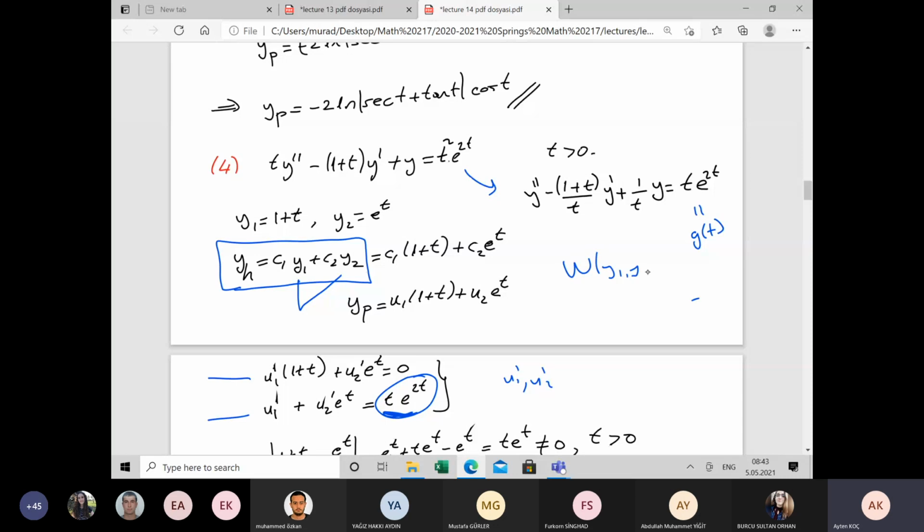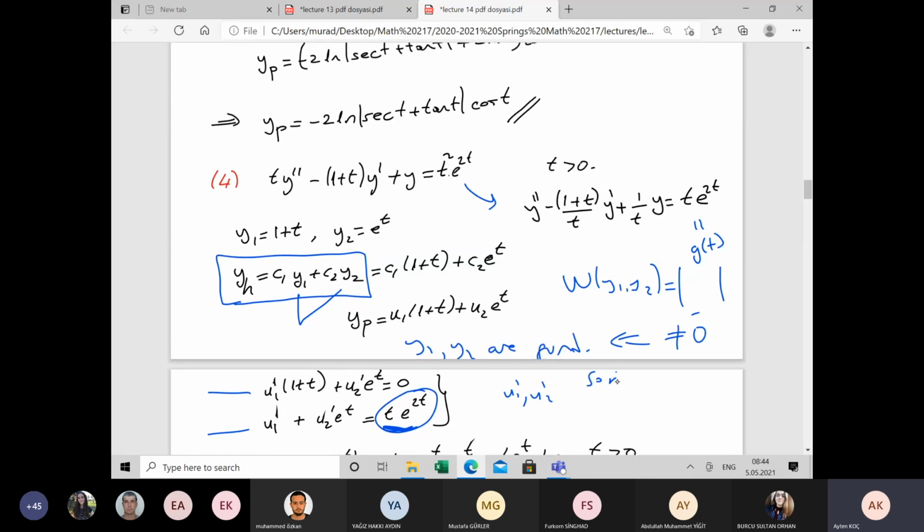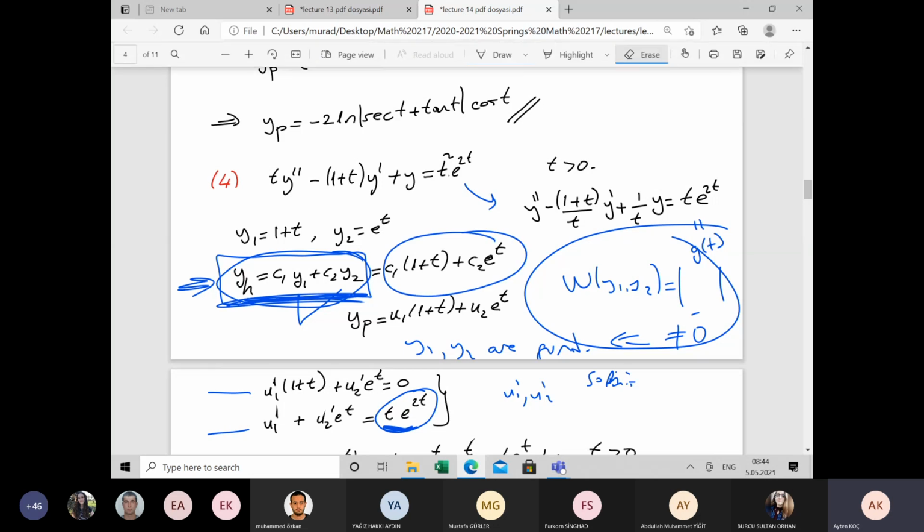Computing this determinant is homework, and it is easy to see that it is not zero, which means y sub 1 and y sub 2 are fundamental solutions. So we can write the general solution, C1 y sub 1 plus C2 y sub 2, and we obtain the general solution of the homogeneous equation.